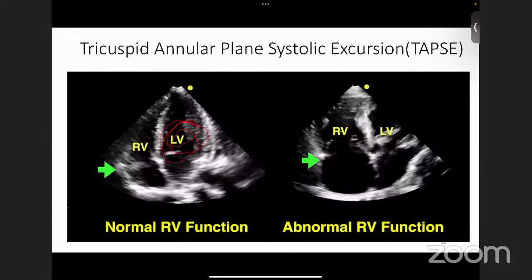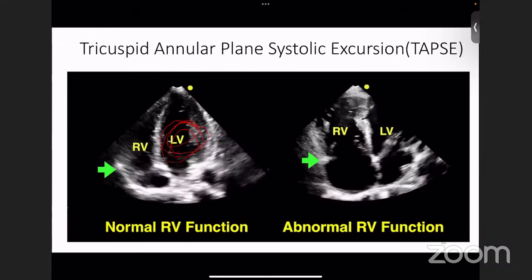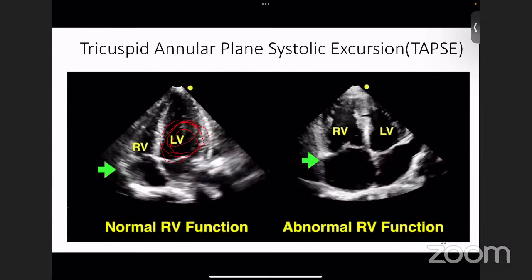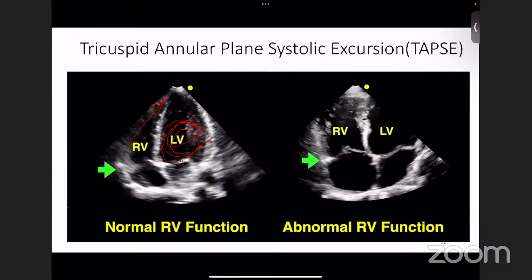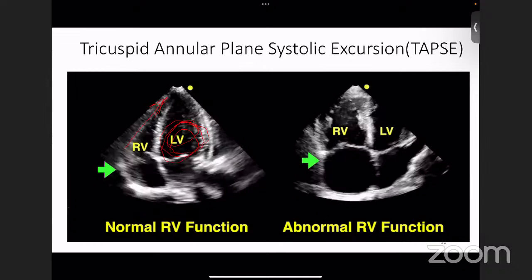Okay, because the muscles are arranged in a concentric way. If you see the right ventricle, it contracts in the longitudinal direction. So this is the difference between the LV and the RV contractions.